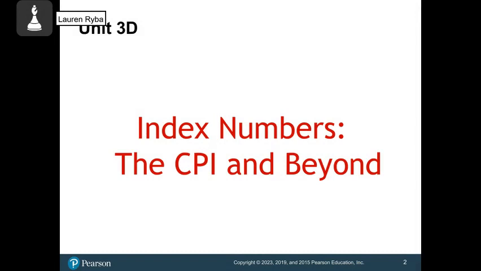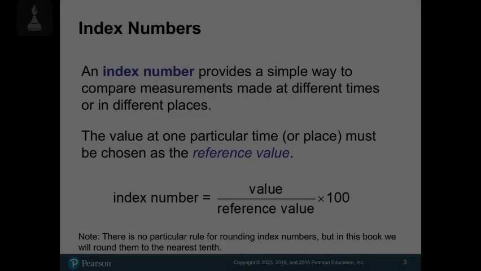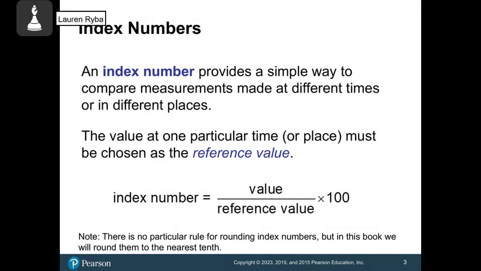This is the lecture for section 3D, talking about index numbers like the CPI. An index number provides a simple way to compare measurements made at different times or in different places. The value at one particular time or place must be chosen as the reference value. And then we can use the formula here.